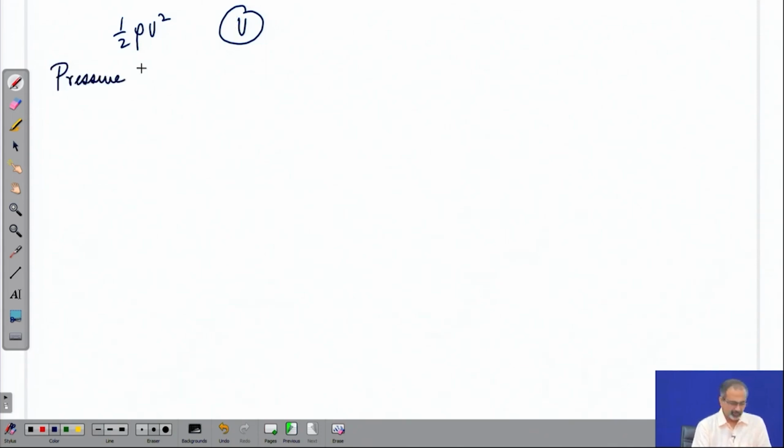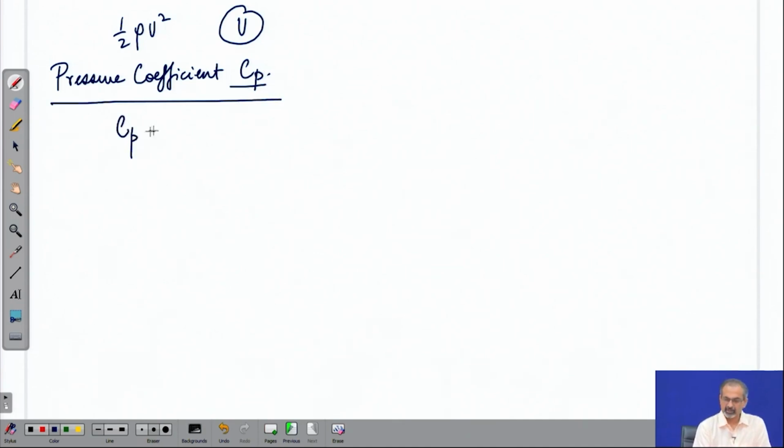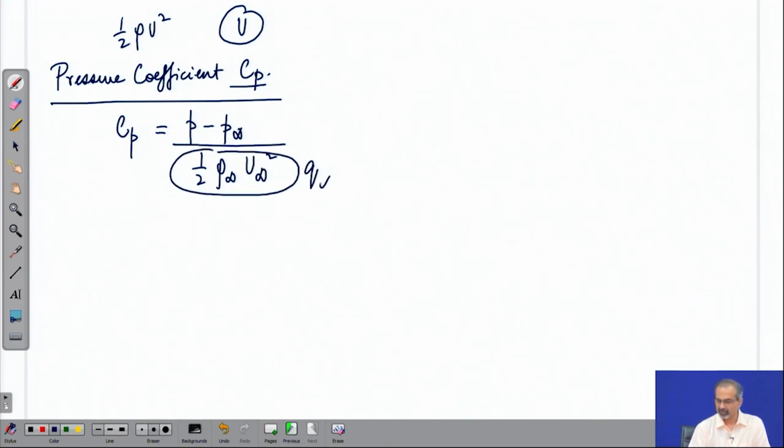Earlier we had discussed several non-dimensional coefficients, of which pressure coefficient was an important one. We are revisiting the pressure coefficient once again over here. You may recall that the nomenclature was Cp, and we are going to define it as P minus P infinity over half rho infinity u infinity square. This is basically the dynamic pressure of the free stream. Dynamic pressure is often represented by the letter Q.